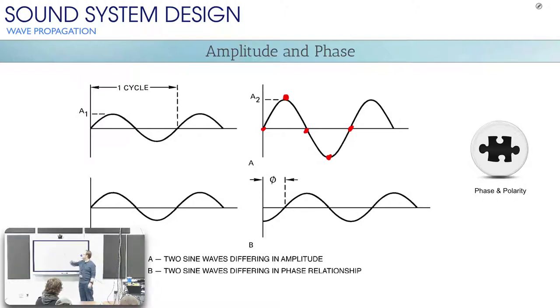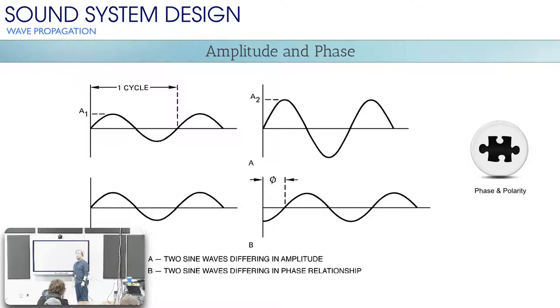How long does it take before we get to the peak of the compression? How long does it take before we get to the peak of the rarefaction? It's a period of time that it will take, and that's called phase, okay? We call that phase. Now, in this example here on the bottom right, this is still the same frequency as these other two waves, and it is the same amplitude as these other two waves. But it's starting at a different phase. You see that?